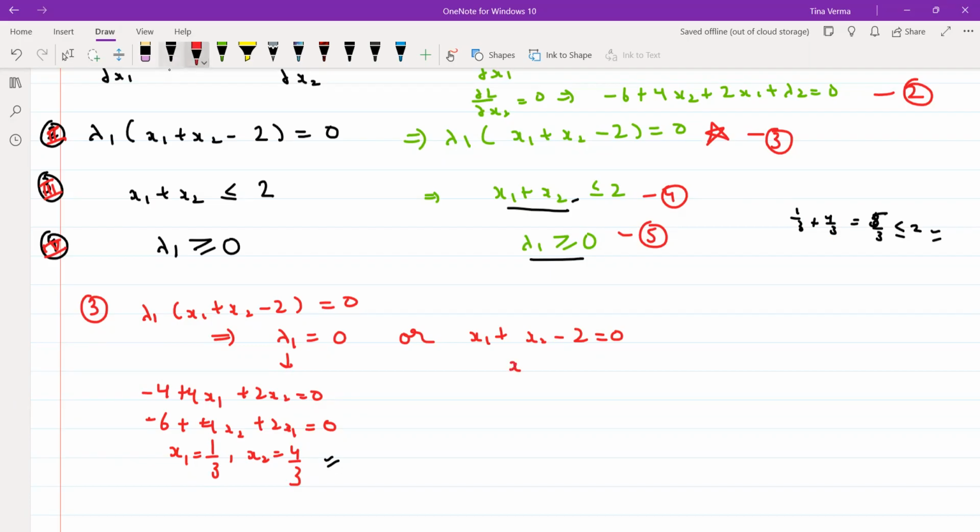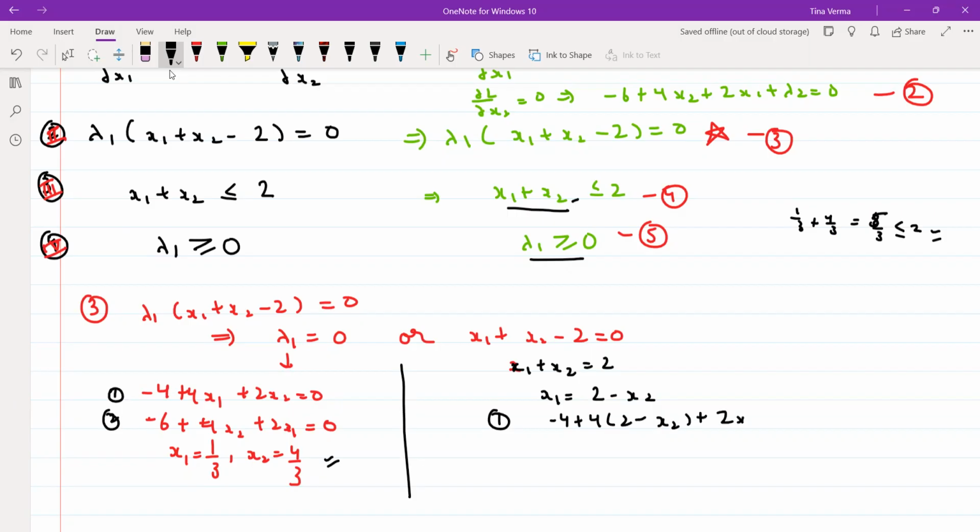So from x1 plus x2 equal to 2, you can get x1 as 2 minus x2. So if you substitute in 1, this I have put in 1 for the case lambda 1 equal to 0. So it will be minus 4 plus 4 times (2 minus x2) plus 2x2 plus lambda 1 equal to 0.